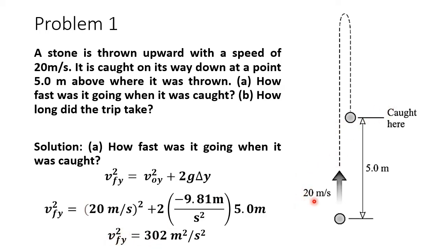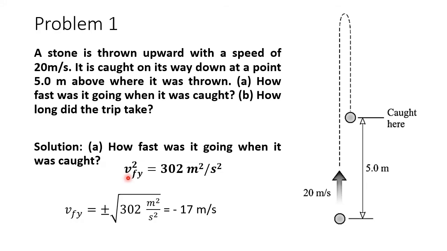So definitely it was 20 meters per second when it was initially thrown. Naturally this is already at a higher elevation, so I would expect that it should be less than the value of 20 meters per second. So let's check that out. Again, the square of the final velocity where the object was caught is 302 meters squared per second squared, and we transfer the power 2 to the other side. That becomes a square root, so that is plus or minus the square root of 302, and the value is negative 17 meters per second. That should be the velocity.